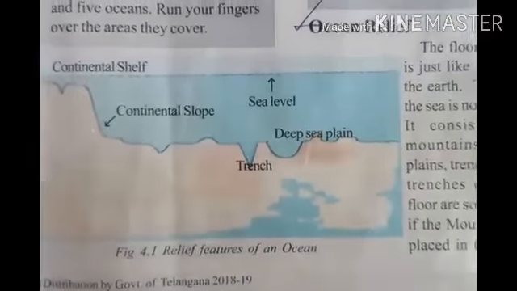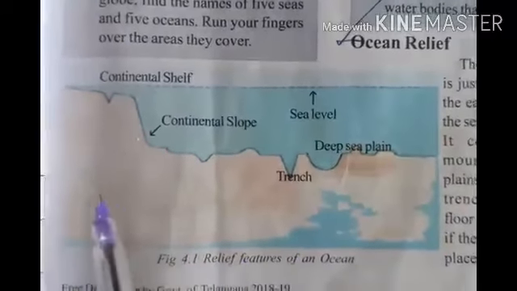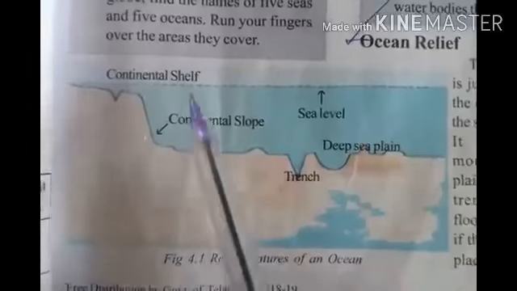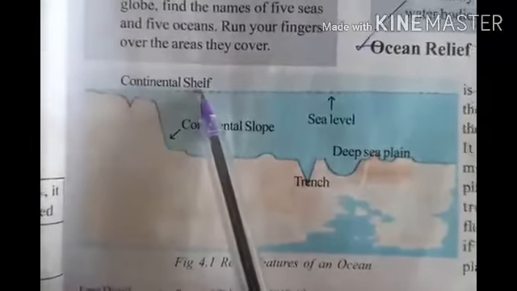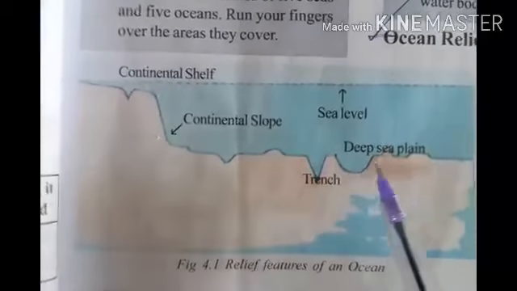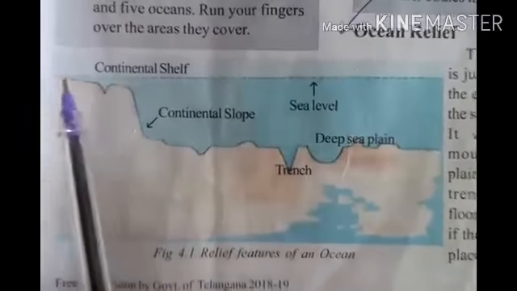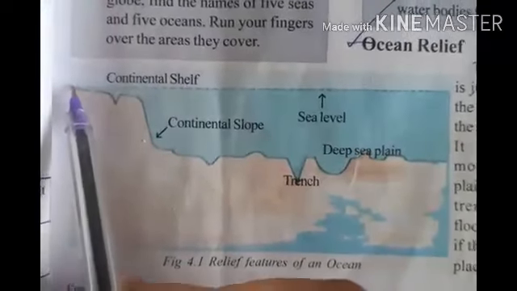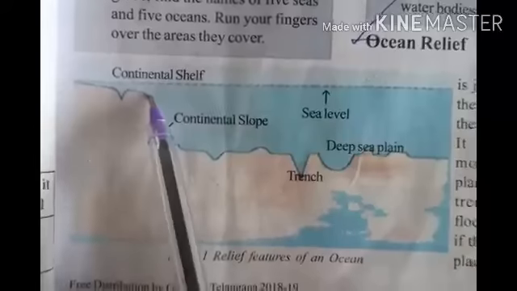Our scientists have classified the ocean floor into 4 categories. First one is the continental shelf. Second one is the continental slope. Third one, trench, and the deep sea plains. The continental shelf starts with the continent and spreads up to the continental slope.